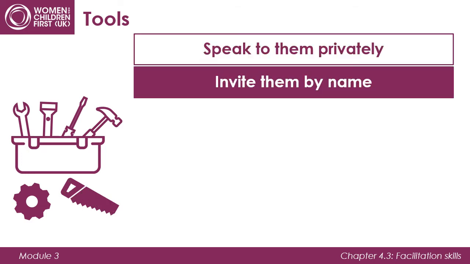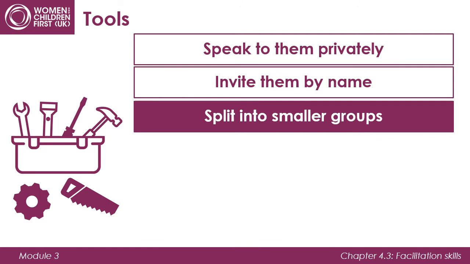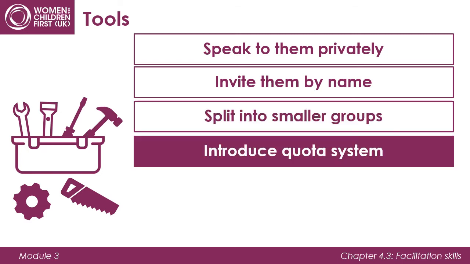The other tools we will list now are useful tools not only for handling a dominant person in the group, but are good tips for facilitating any group meeting, even if there's no obvious dominant person in the group. A good facilitator needs to make sure that others have the opportunity to speak. They could either invite the group members to speak by calling their name, or split the group into smaller groups for discussions, which will allow more people to share their ideas and thoughts.